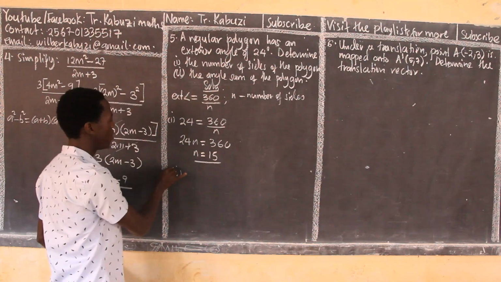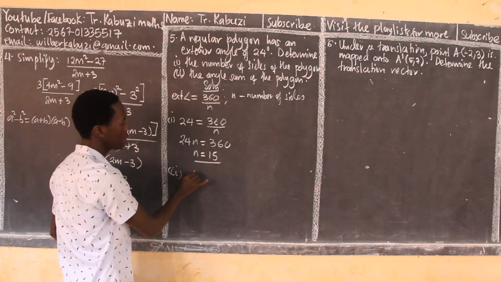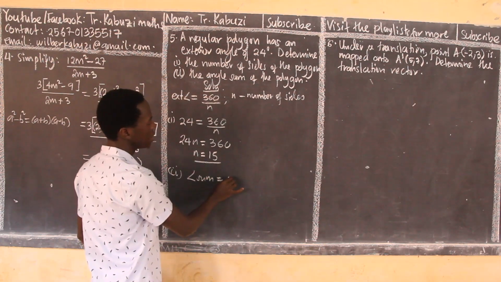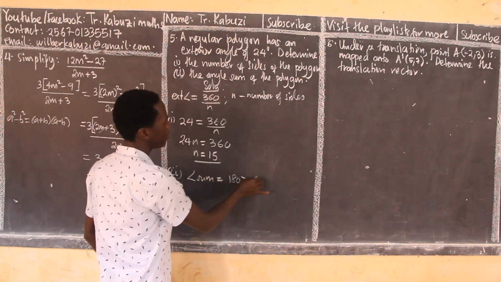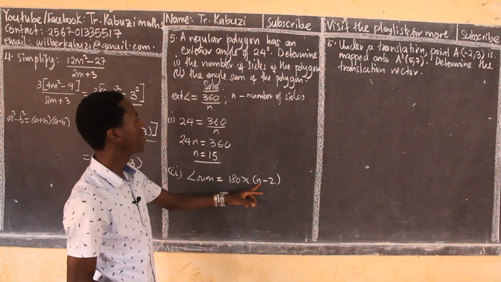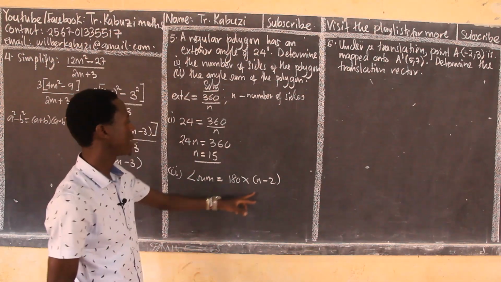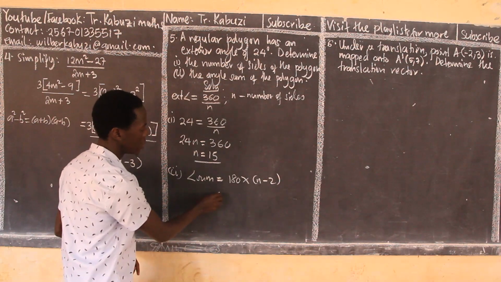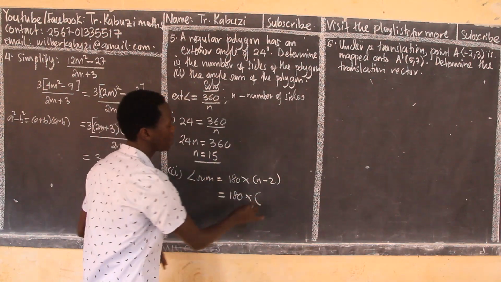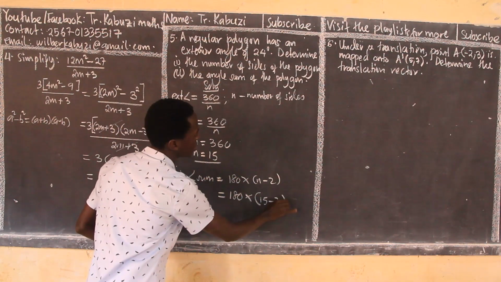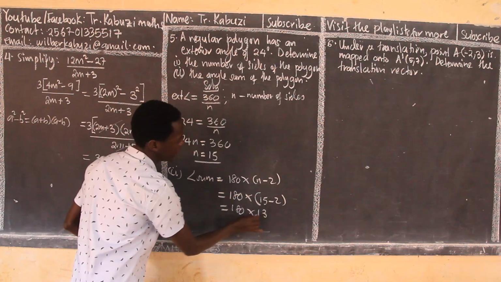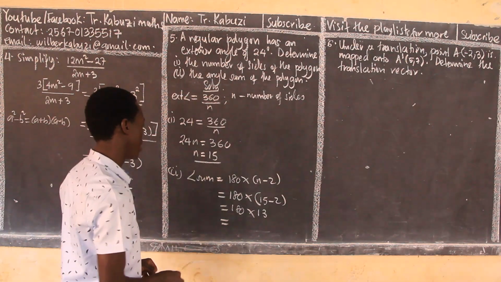Then Roman numeral 2, they want the angle sum. So the angle sum of a regular polygon is given by 180 times n minus 2, where n represents the number of sides. Now our n we have it already, it is 15. So there we just substitute, and we shall have 180 times, now our n, you see here it's what? 15, then minus 2. And this will give us 180 times 13.